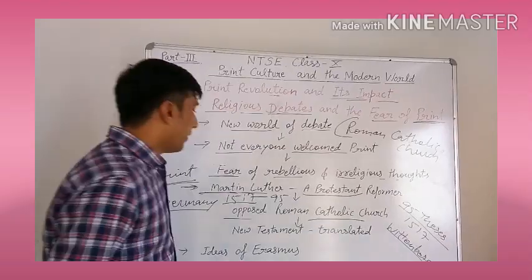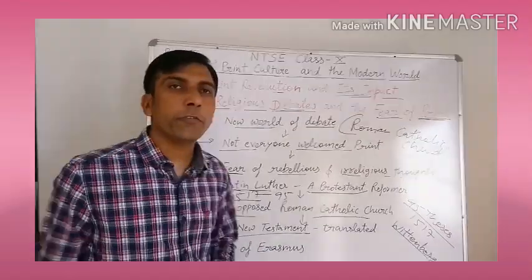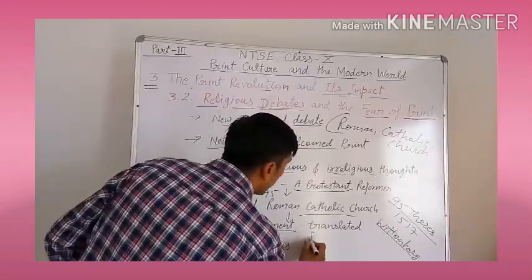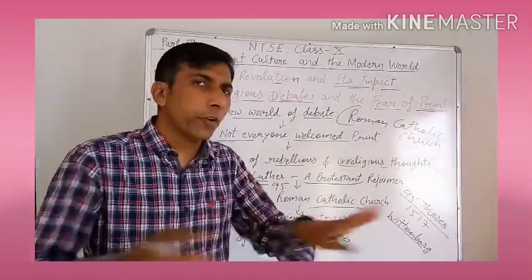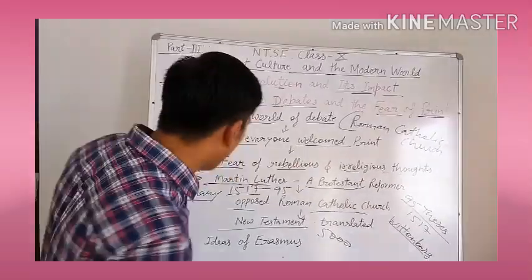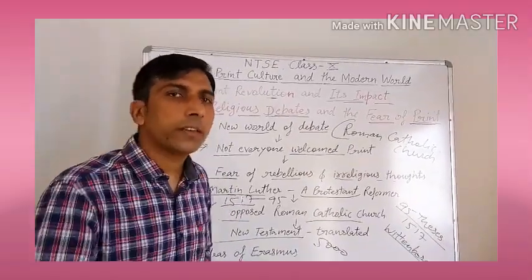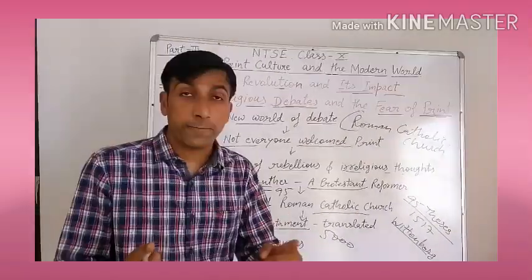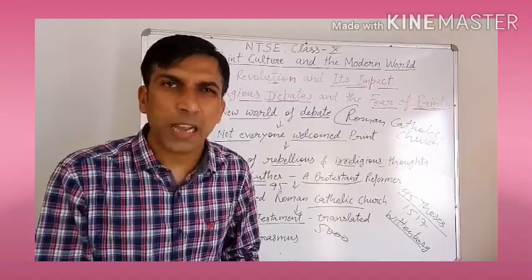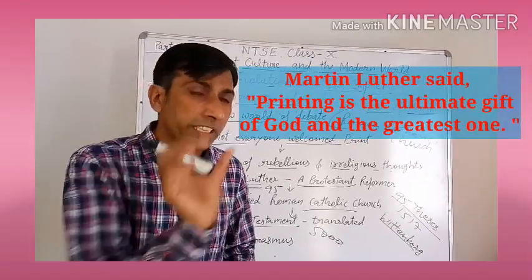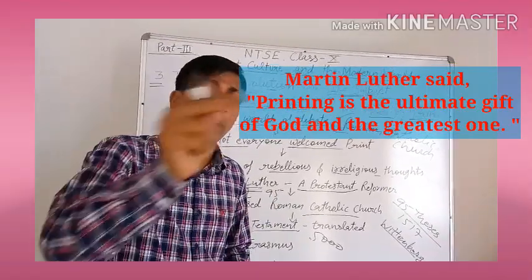As I told you, he translated the Bible into the New Testament, and 5,000 copies were printed by Martin Luther, and within a few weeks these copies were sold completely. So this was about Martin Luther. Martin Luther was in favor of print technology, print culture. He said that printing is the gift of God, the best gift of God and the greatest one. This statement you have to remember, that it was given by Martin Luther to favor print culture.